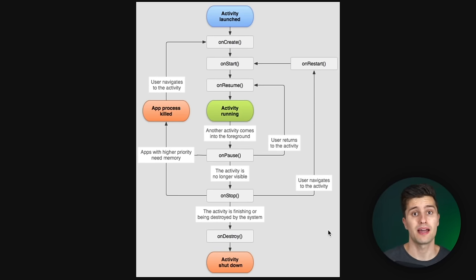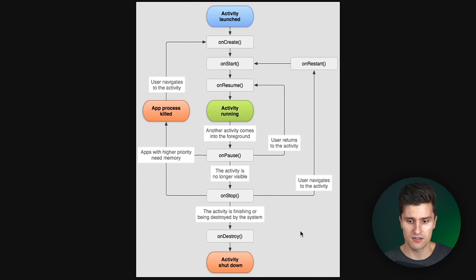If the user then comes back when the activity is in the stopped state, you can see then on restart is called, which is kind of a special function when the user comes back to an app that was minimized before and that was hidden. So this just gives you another callback to react to exactly this kind of use case. And after that, on start will be called again, so the activity will be made visible to the user, and then on resume, where the user can finally interact with it again.